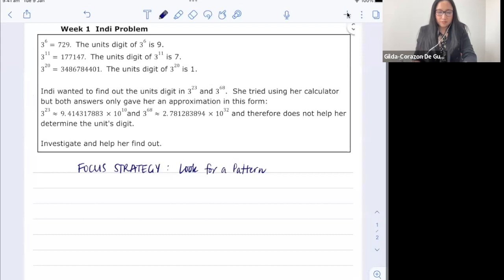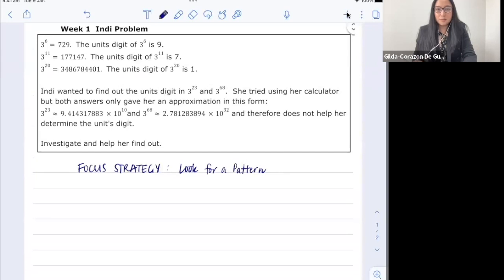Now, Indy wanted to find out the units digit in 3 to the power of 23 and 3 to the power of 68. She tried using her calculator, but both answers only gave her an approximation in this form. So 3 to the power of 23 is 9.414 something times 10 to the power of 10, and 3 to the power of 68 is approximately 2.781 something times 10 to the power of 32. And therefore, this does not help her determine the units digit. Now we want to investigate and help her out.